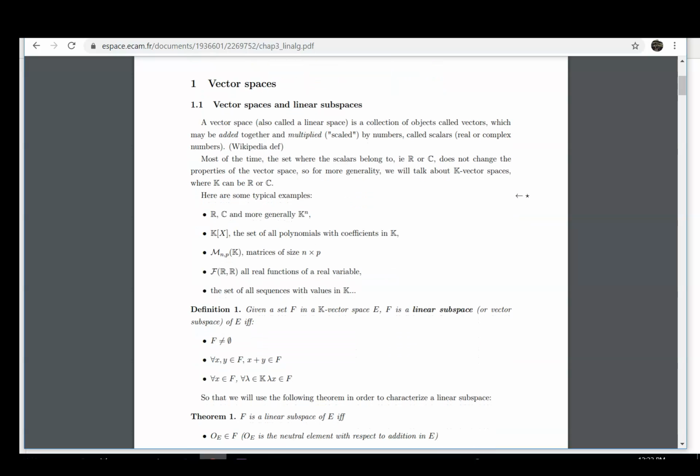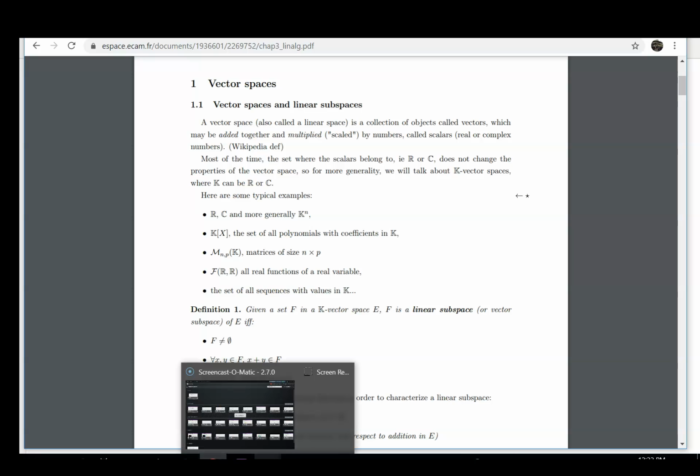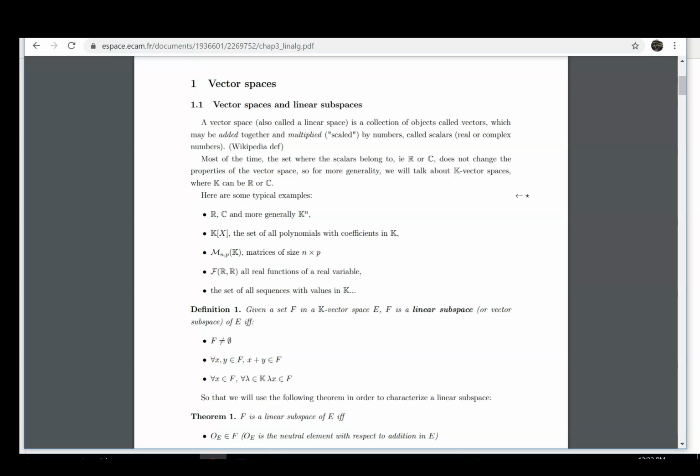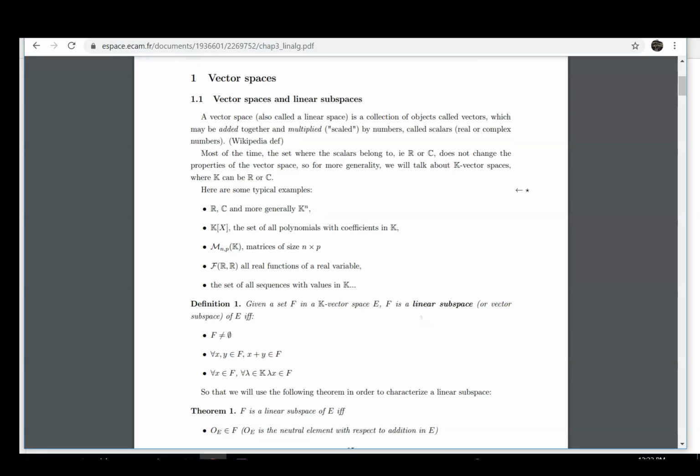Let's look at that first definition. A vector space, and actually that was the Wikipedia definition, is a collection of objects called vectors, which may be added together and multiplied by numbers called scalars. Now that you know what a linear combination is, it's some collection of vectors where the linear combinations still belong to the same collection. More about this in a while.